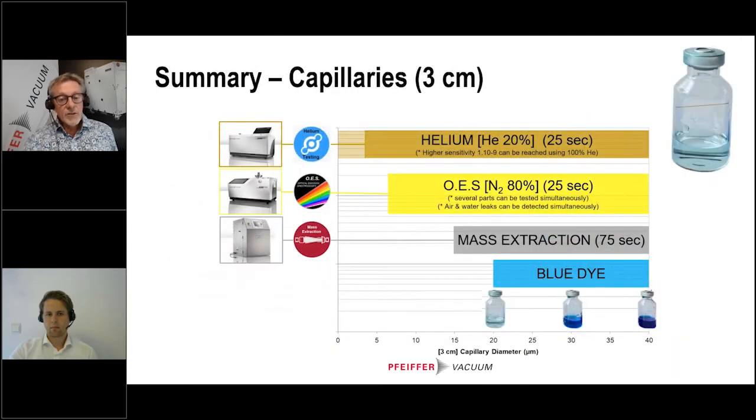As a summary of the measurements performed on capillaries, on micro tubes 3 centimeters long, here you have the detection limit of the 3 technologies compared to the blue dye. I just mentioned here the cycle time we use to perform the test: 25 seconds for helium, 25 seconds for optical emission spectroscopy, and 75 seconds for mass extraction, which is similar to the blue dye test duration for one sample if you operate on a batch of 100 samples, roughly.